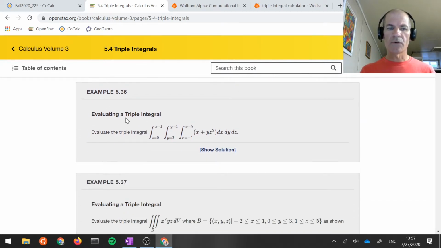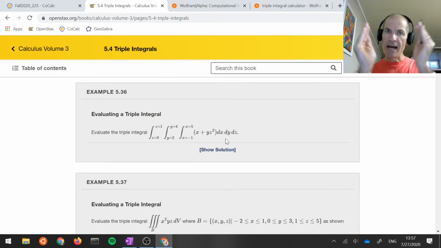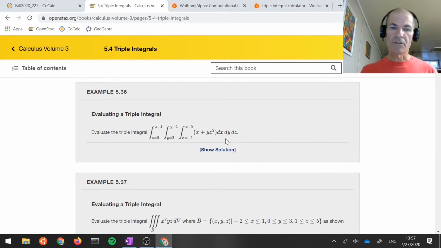Let's fly over really quickly example 5.36, where we've got this integrand x plus y z squared, and we're integrating first with respect to x, then with respect to y, then with respect to z. Triple integrals, like double integrals, always work from the inside out. It's just that there are 3 steps now instead of 2. We'll have the inner integral, the middle integral, and then the outer integral. Those are the words that I'll use. The book doesn't use those words.